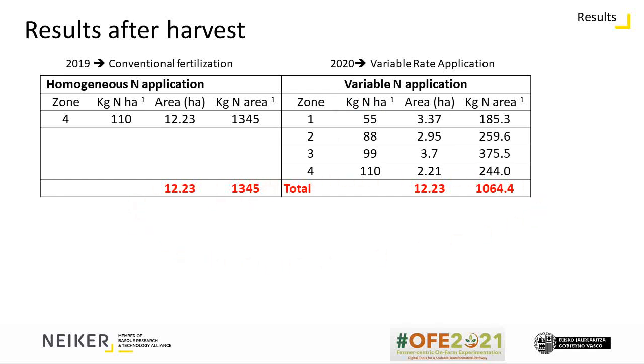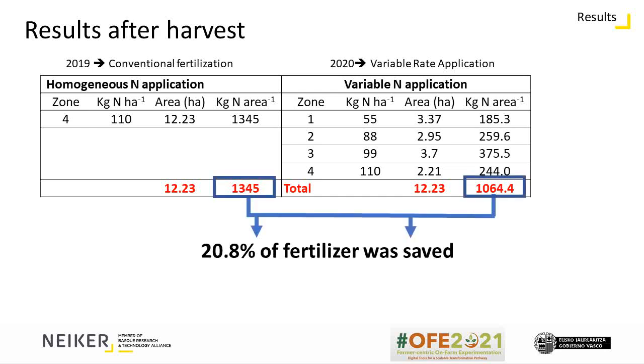During 2019, a total of 1,345 kilograms of nitrogen were applied, while in 2020 this amount was reduced to 1,064 kilograms. This represents a reduction of 20%, reaching the requirements set by the European Union. Moreover, the farmer confirmed that there had been no significant reduction in production.